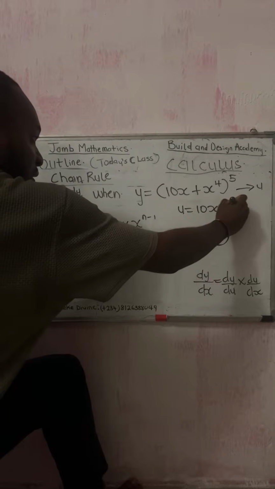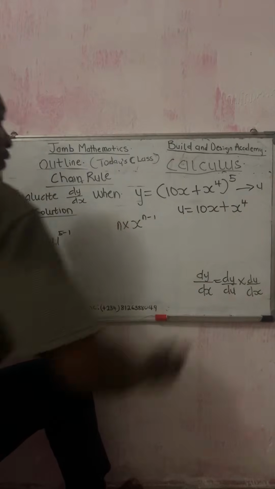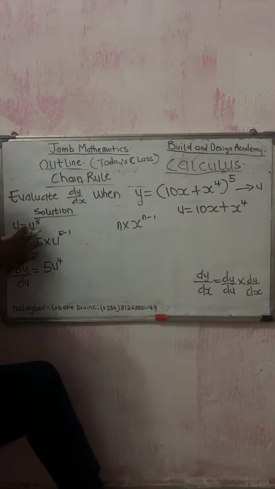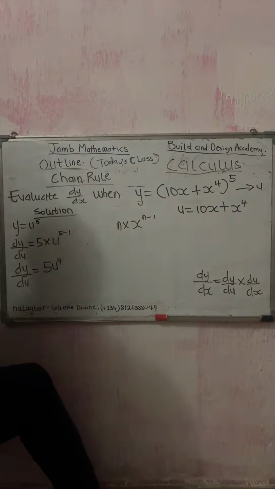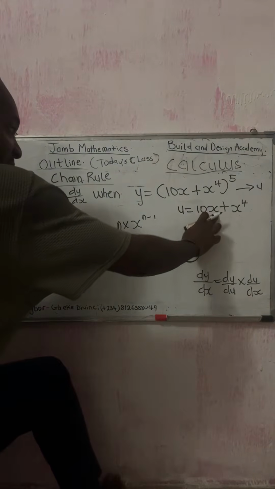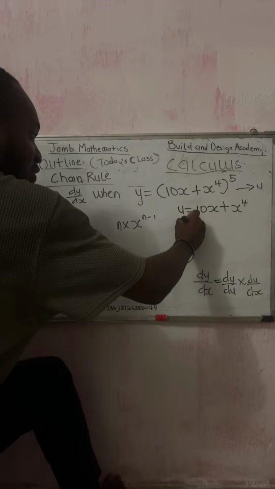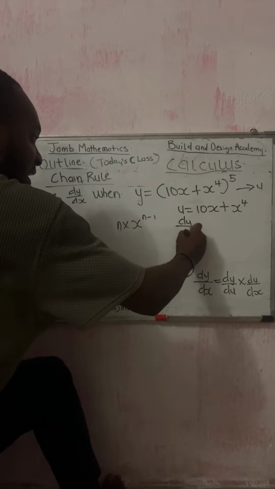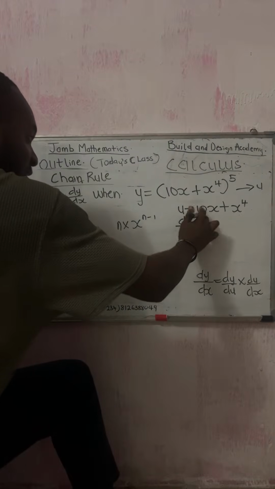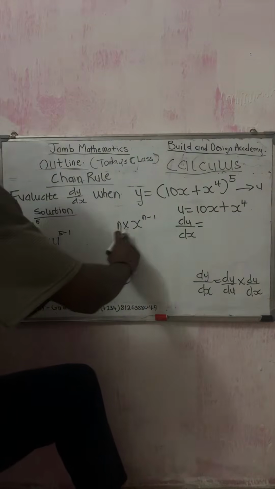10x plus x raised to the power 4. We say that u is everything inside this bracket. That's why we are able to say y equals u raised to the power 5, because u is everything inside the bracket. So now we have u here and we have x here. So we can now say du with respect to x. Now, if we differentiate u with respect to x, we will use this same law.